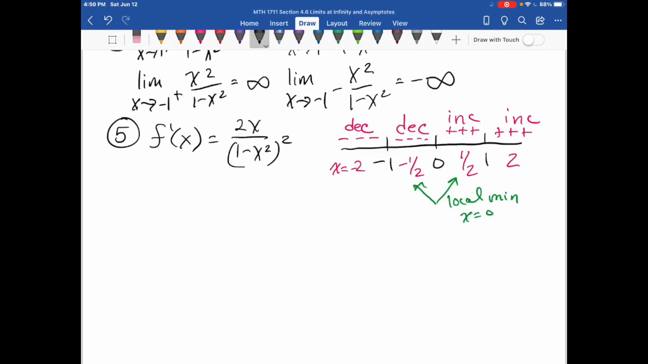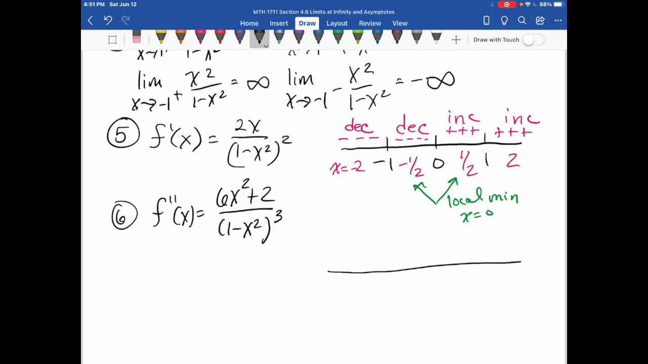Okay, now let's do the second derivative. Again, for the same reason, I'm going to let you do this on some scratch work and check your answer with me because I'm running out of room. When you take the second derivative, you should get 6x squared plus 2 all over (1 minus x squared) cubed. Now, what makes the second derivative 0 or undefined? For this one, we're only going to have plus or minus 1. Now, for test points, let's use -2, 0, and 2.